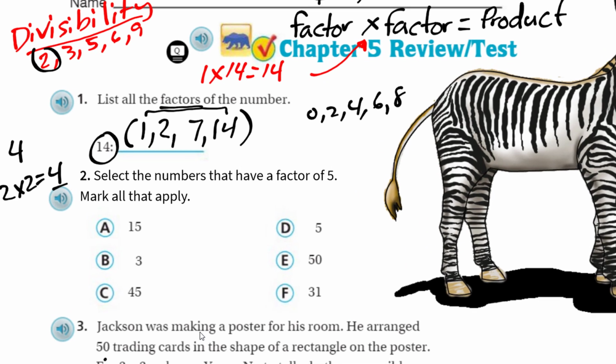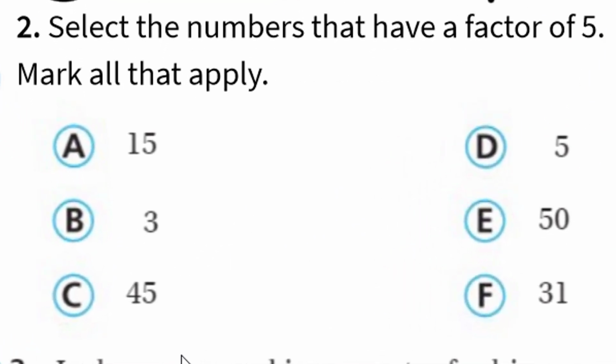Now, let's go on to number 2. It says select the numbers that have a factor of 5. Mark all that apply. That's right. So, the rule for 5, pretty simple. If the number ends in 0 or 5, then we know that that number is going to be divisible by 5.